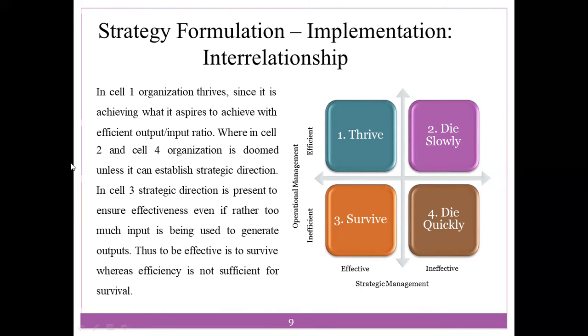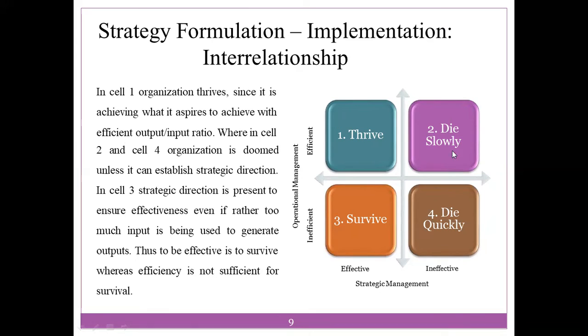In cell 2 and cell 4, the organization is doomed unless it can establish a strategic direction. Now, if I'm talking about thrive, here the operation management is very efficient and strategy management is effective. So this is the best position, where the organization achieves its aspirations with an efficient output and input ratio.